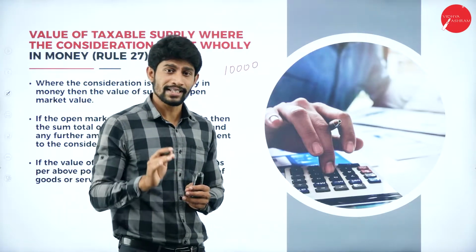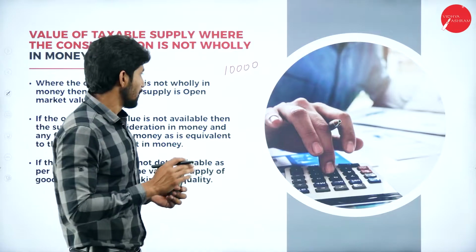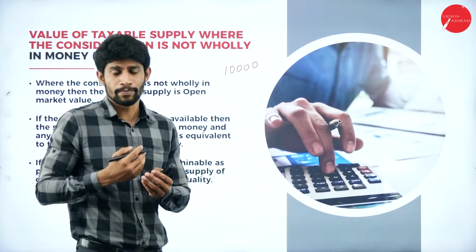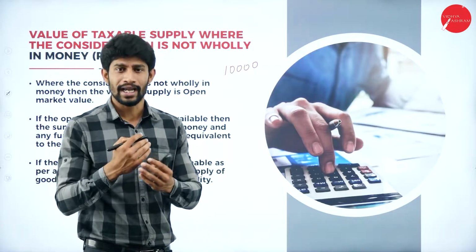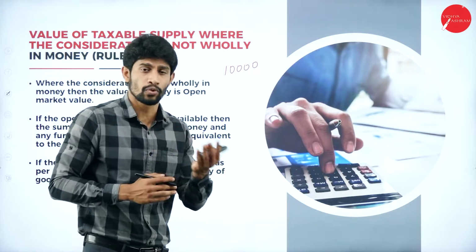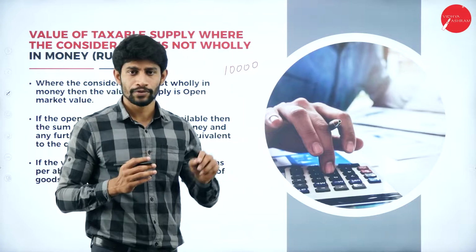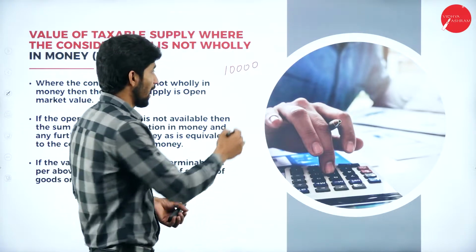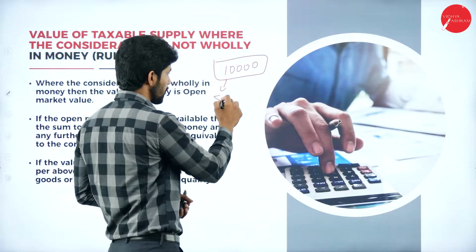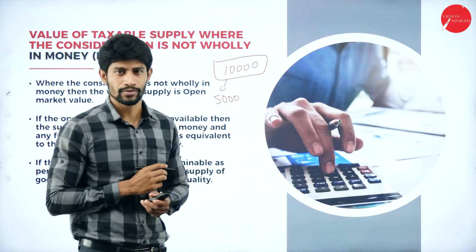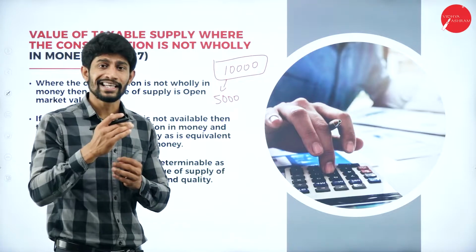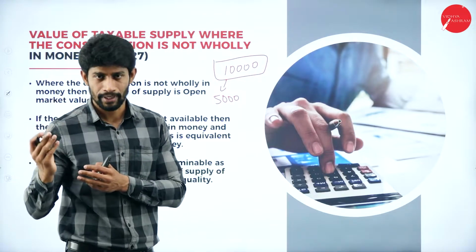In case the transaction is not happening only in money, let us say the camera value is 10,000 rupees. The recipient exchanges his old camera and pays 5,000 to purchase the new camera. Actual value of the camera is 10,000, but the cash paid by the recipient is 5,000 rupees. And for the remaining 5,000, he exchanged his old camera, right?